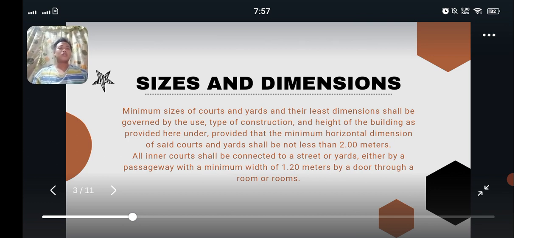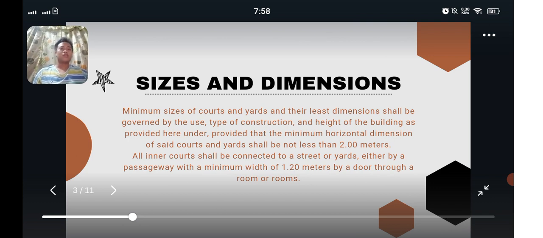The minimum sizes of courts and yards, and their least dimensions, shall be governed by the use, type of construction and heights of the building as the provider here under provided, that the minimum horizontal dimension of said courts and yards shall be not less than 2.0 meters. All inner courts shall be connected to a street or yard, either by a passageway with a minimum width of 1.20 meter or by a door through a room.